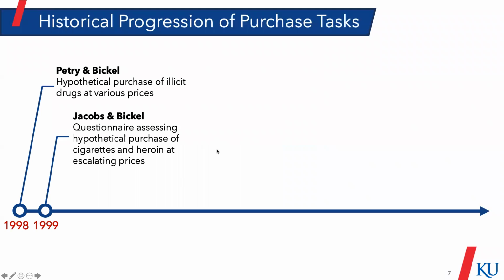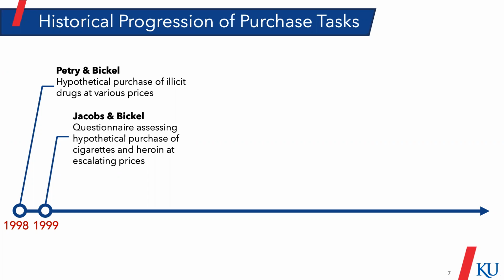Jim introduced this in general terms, but I think some of the earliest work that was done with purchase tasks was by Nancy Petry and Bickel, as well as Jacobs and Bickel. So Nancy Petry's group looked at hypothetical purchases of illicit drugs at various prices. And the advantage here is it established the basic parameters of the purchase task methodology. So an instructional set, a unit of purchase, substitutability between alternative reinforcers, and also showed that consumption on those self-reported measures correlated with urinalysis. So that demonstrated some of the initial validity of the approach.